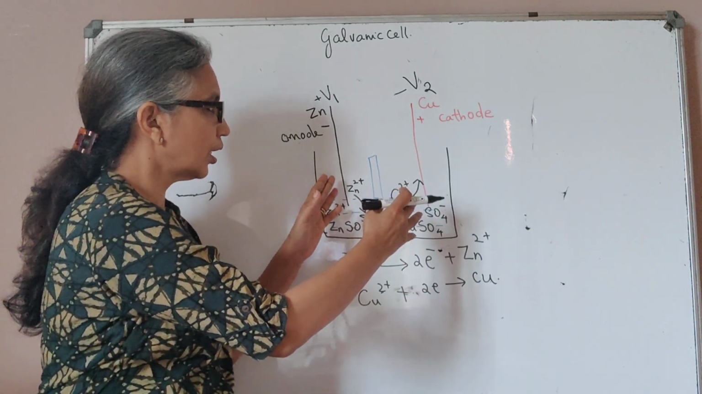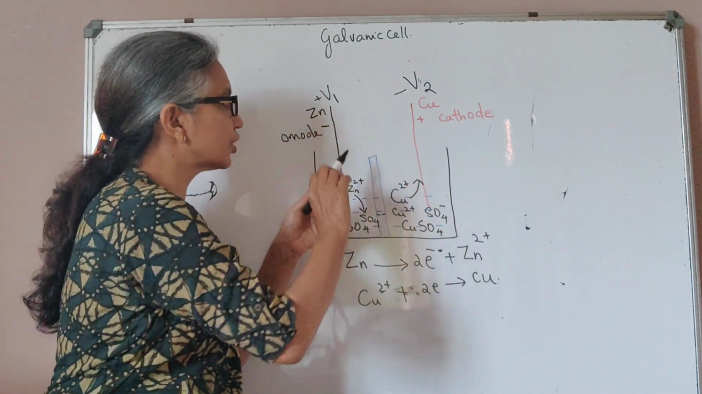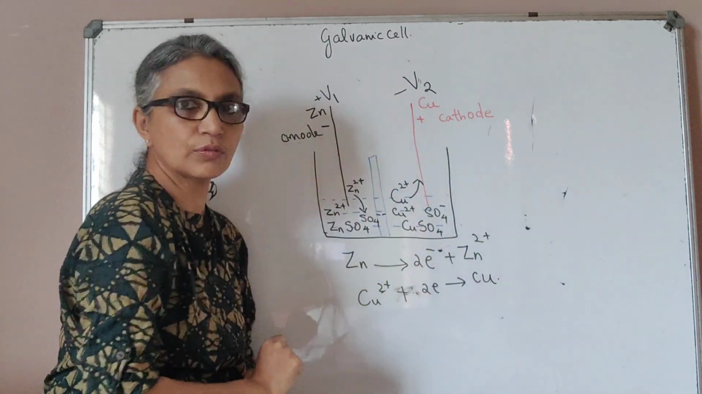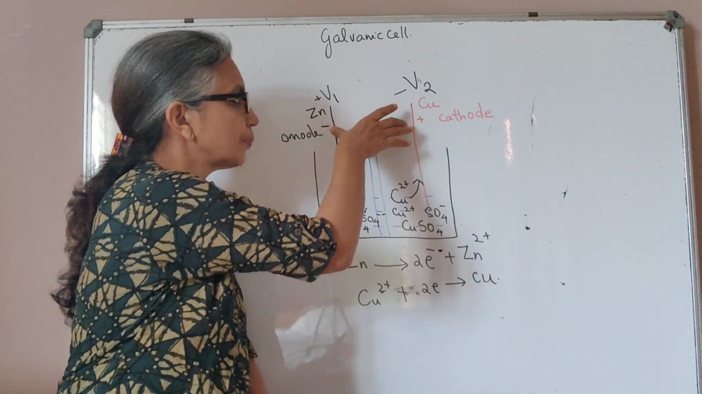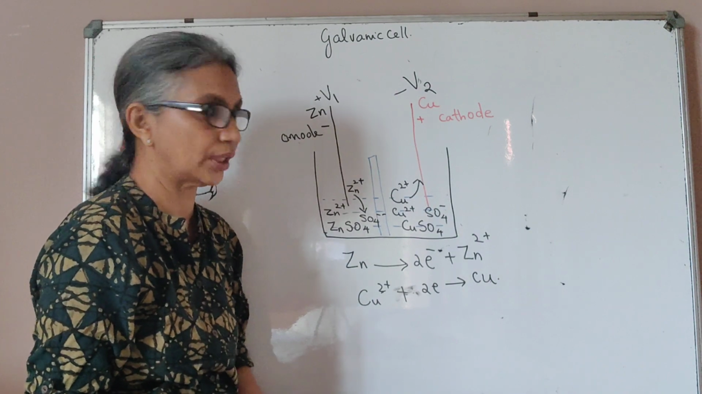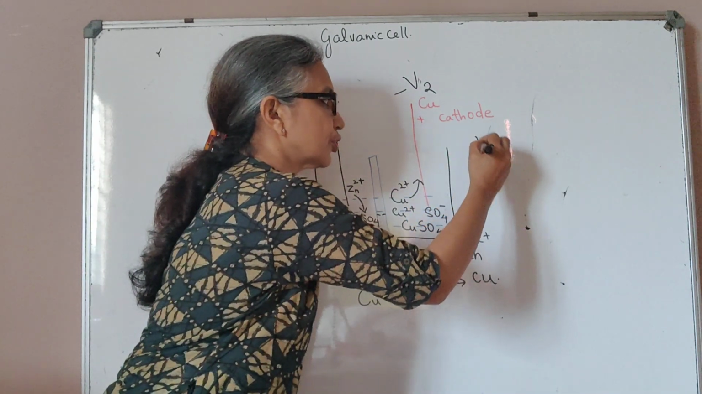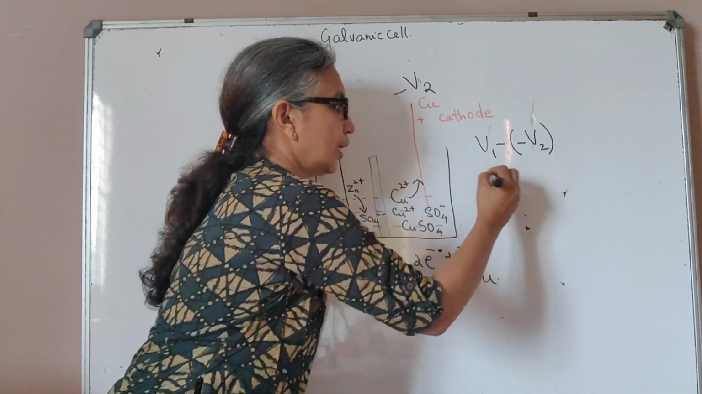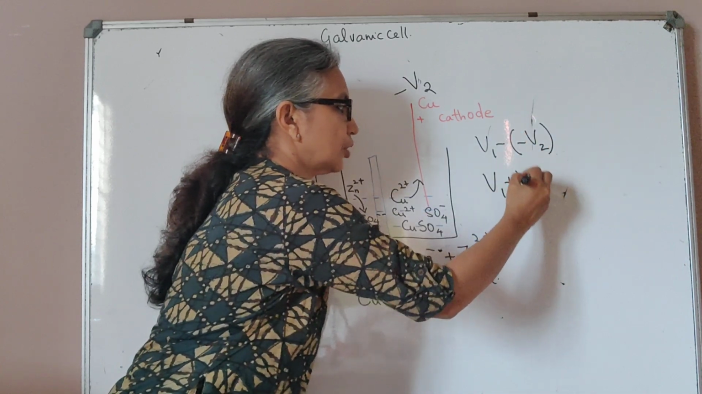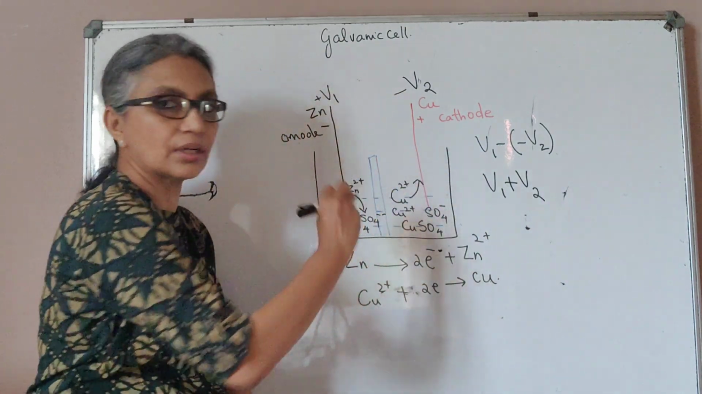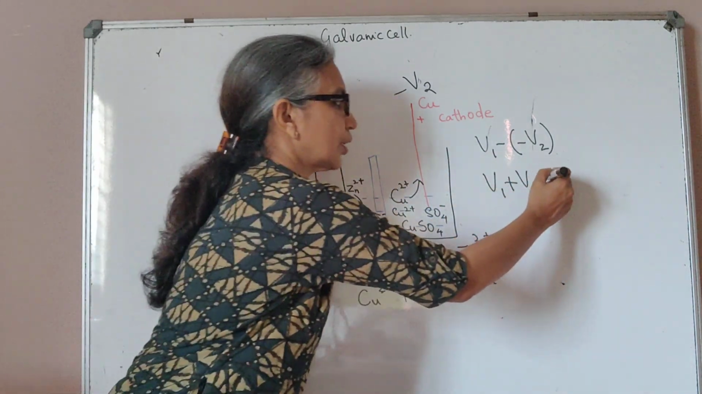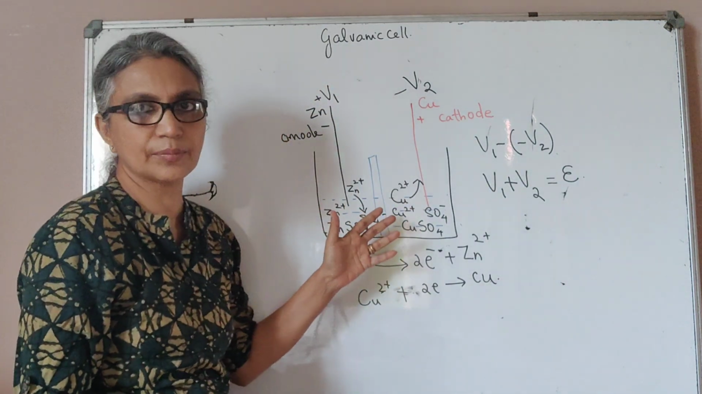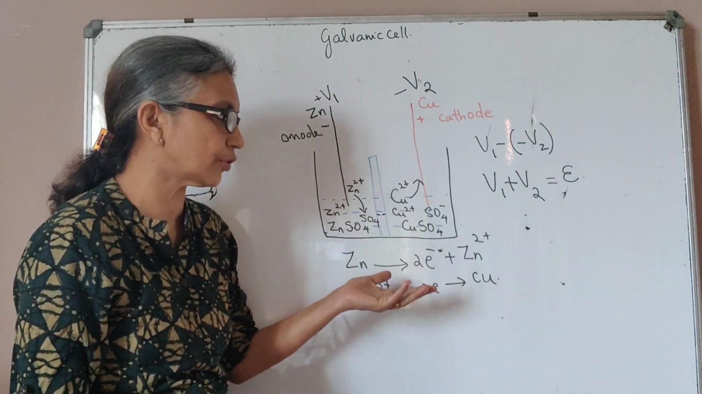Now you will see there is a potential difference between the two electrodes, that is, this is at a higher potential, this is at a lower potential, and therefore there is a potential difference between the two electrodes, and that potential difference will be V1 minus (minus V2). That potential difference between the two electrodes or between the two terminals of a cell is what I would call the EMF.